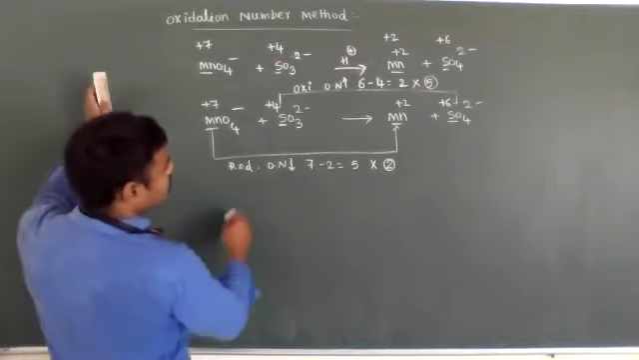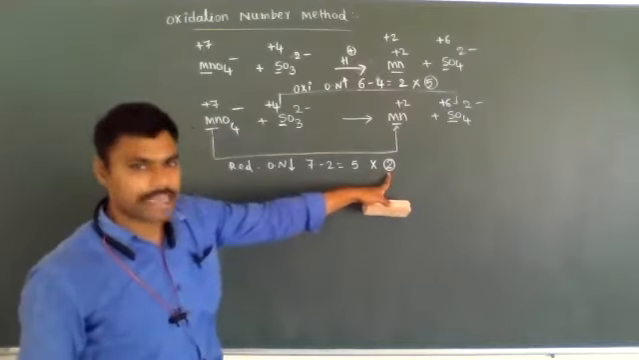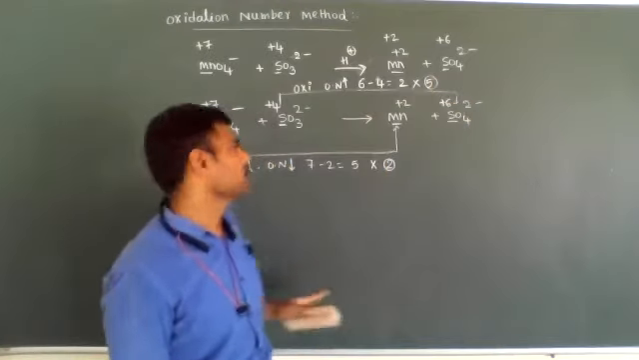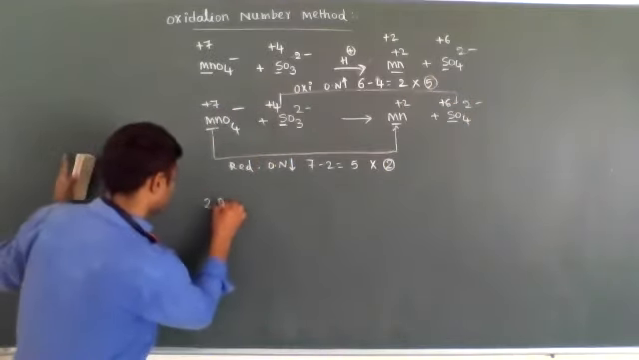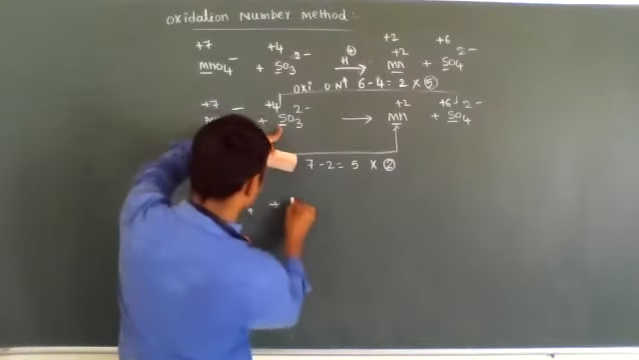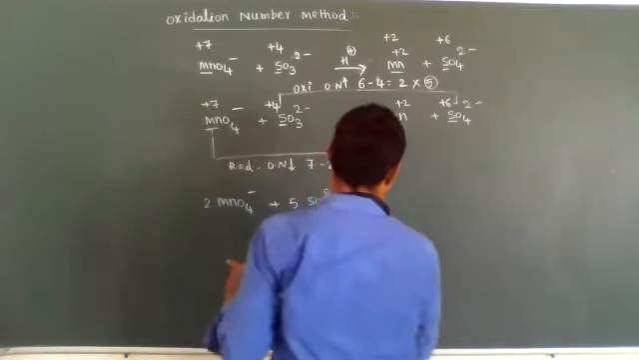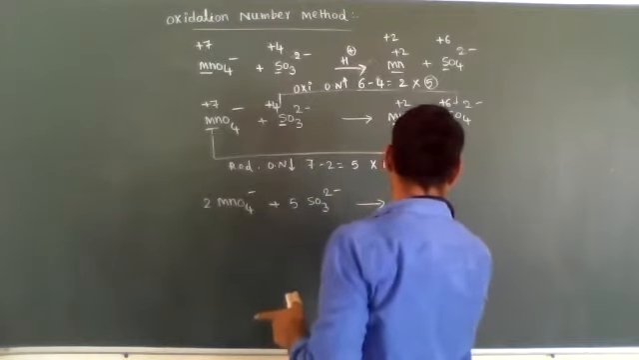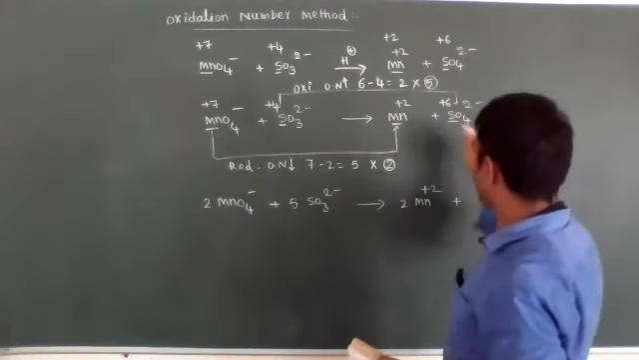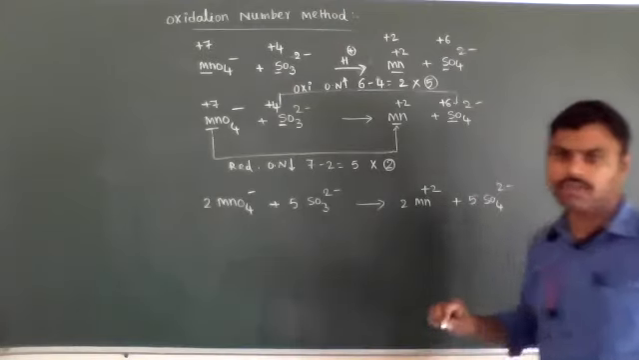Now the equation. See this half reaction: MnO4 minus is converted into Mn 2 plus. I am multiplying with 2. SO3 2 minus is converted into SO4 2 minus. I am multiplying with 5. Means 2 MnO4 minus plus 5 SO3 2 minus converted into 2 Mn 2 plus plus 5 SO4 2 minus.